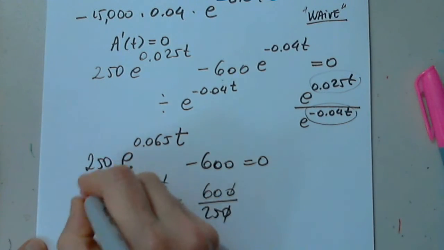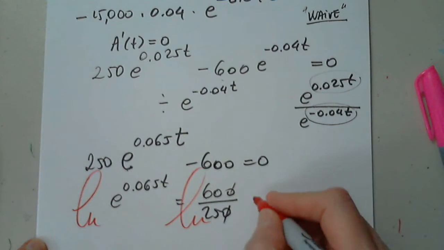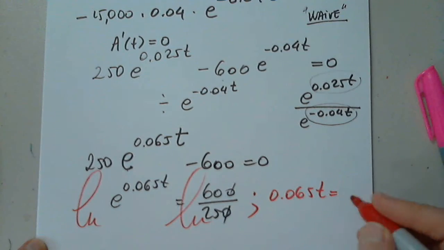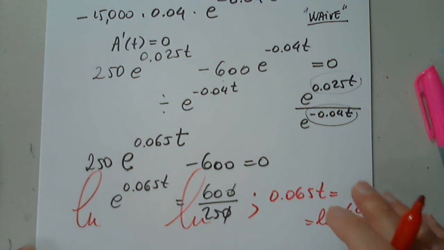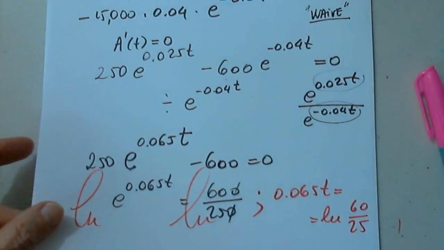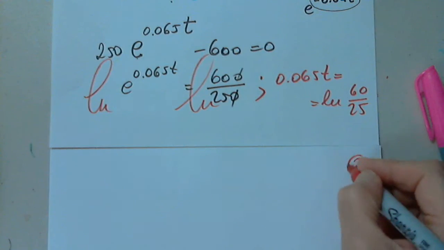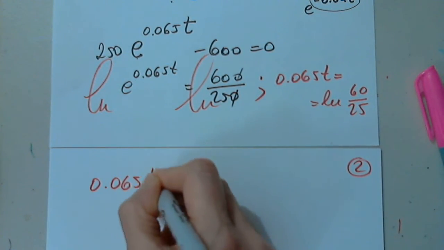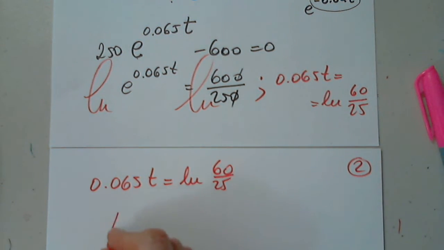Yes. So we apply natural log here, and we apply natural log here. This comes in front, and natural log e goes away because it's 1. So I have 0.065t equals this natural log of 60 over 25. I'm going to write it again because it's here in the corner and I don't like that. So you don't have to copy it again, but I will copy it here. And then I divide by this number.